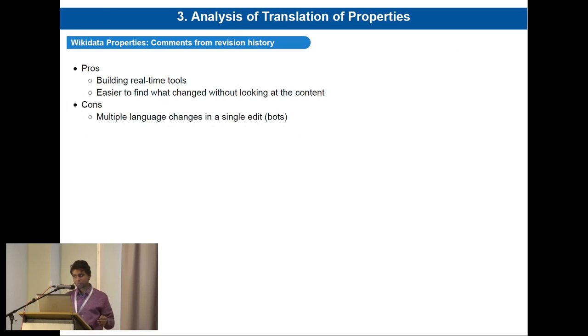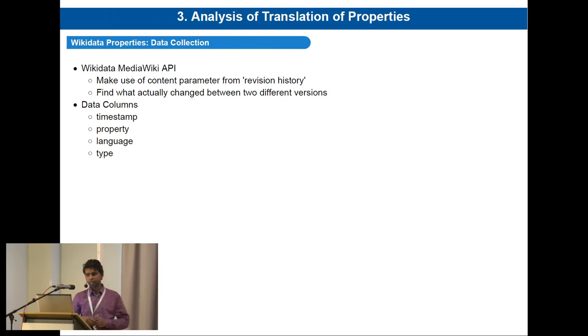Okay, this is good, but what happened is that using just the comment is useful for building real-time tools, just like what I showed you for WDProp, but it is very difficult to detect when there are multiple changes. For example, if you have seen bot activity on Wikidata, some bots put multiple labels in one single edit. In that case, you cannot find what happened because you do not have WB set label for that particular language. So you do not have a set of languages along with your comment. So these are some problems if you want to use this type of approach. So what we did, we decided to collect the data and to make this data publicly available.